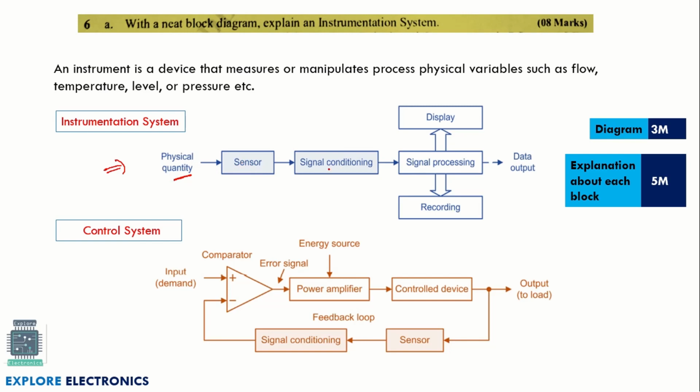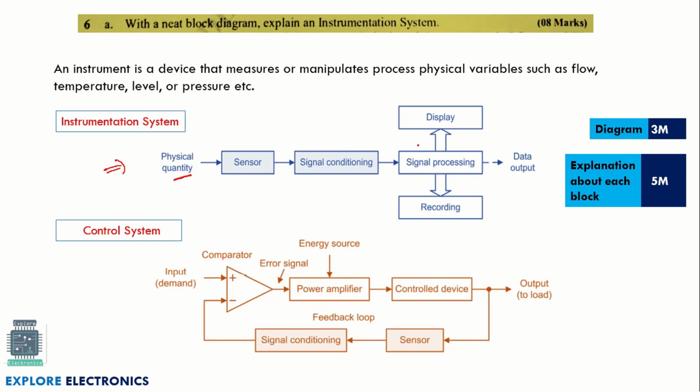And then the signal conditioning unit. This may convert from analog to digital, or do some modifications or amplifications if required. That will be done in signal conditioning. And then it will process the signal in the signal processing unit. It may display, and a record system will be present, and we will be getting the output in any form. So these things you need to explain with respect to each and every block diagram.